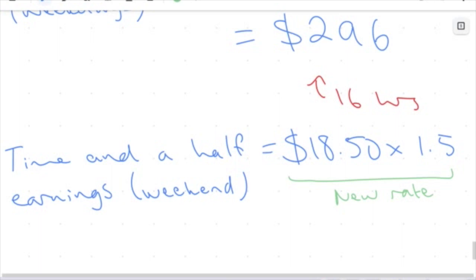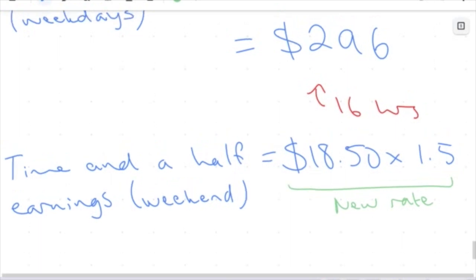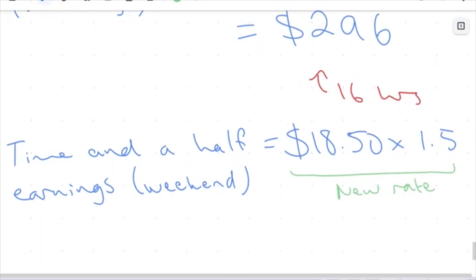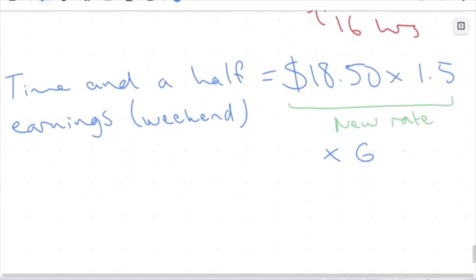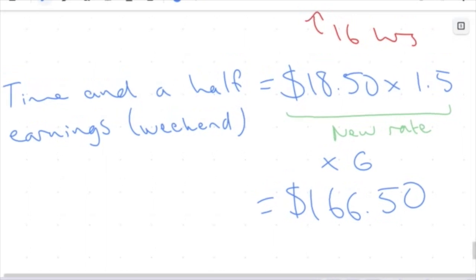And now we're just considering, well, how many hours did we work at this new rate? That was 6 hours. So we're going to times this by another 6 hours. And what we end up with is $166.50. So this is our earnings on the weekend.